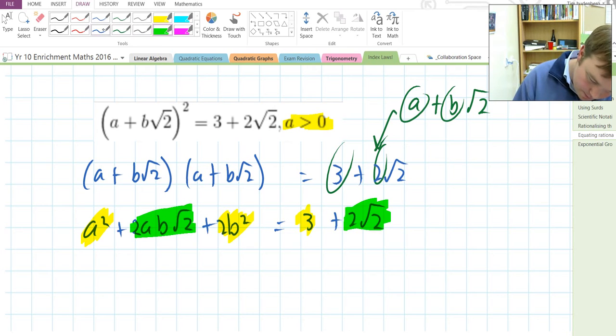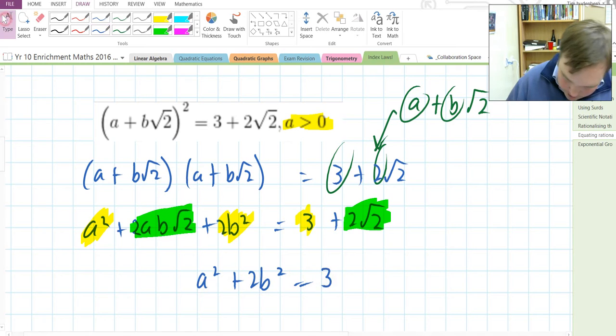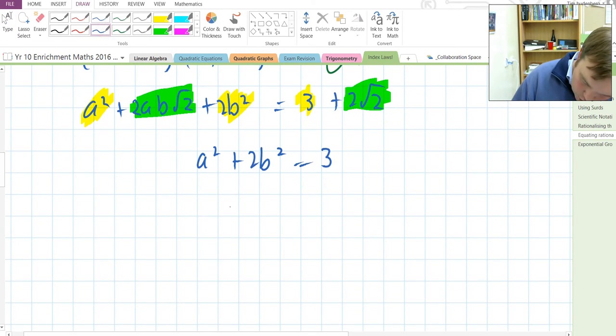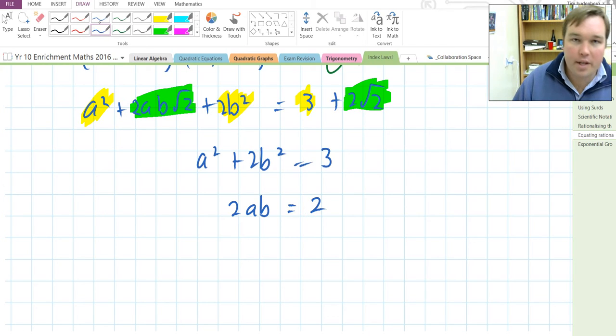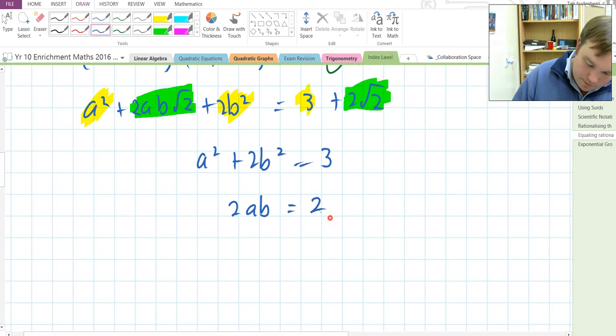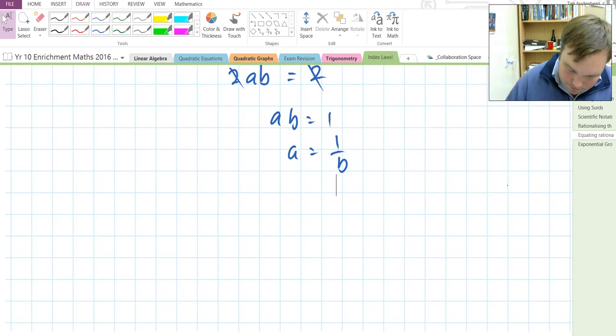So what we can say is that a squared plus 2b squared equals 3, and similarly 2ab is equal to 2. Alright, now where to go from here? Well, we are solving simultaneous equations. If they look a little strange, the best way forward is by substitution. So taking the second equation, I can divide both sides by 2 and say that ab equals 1, or a equals 1 on b. Then substitute into the other equation.